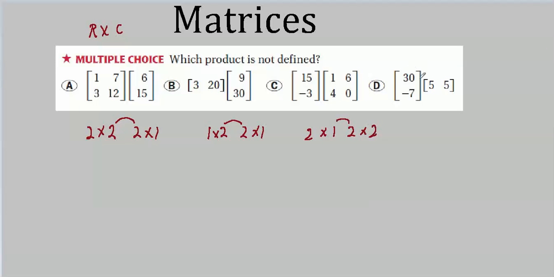Yeah, I'm in the habit of double checking. We've got 2 rows, 1 column, 1 row, 2 columns. Oh, they match. This one's no good, because there's no way you can do this. You lay this thing sideways. Well, the row only has 1 entry, so how do you multiply 1 entry by these 2? You get 15 times 1 plus something that doesn't exist times 4.